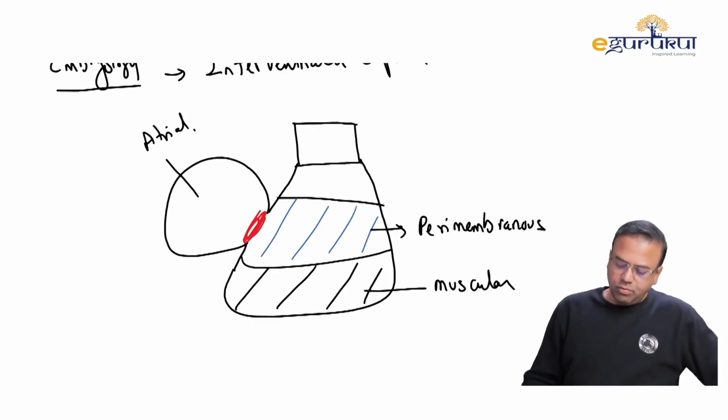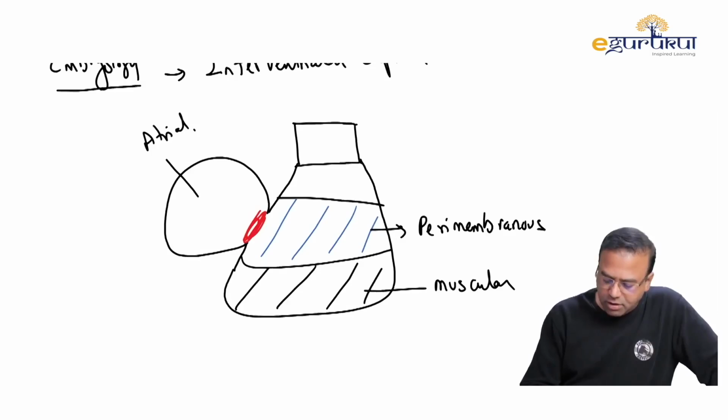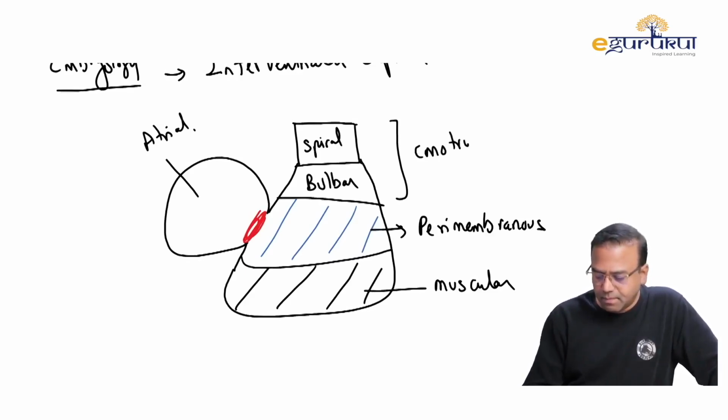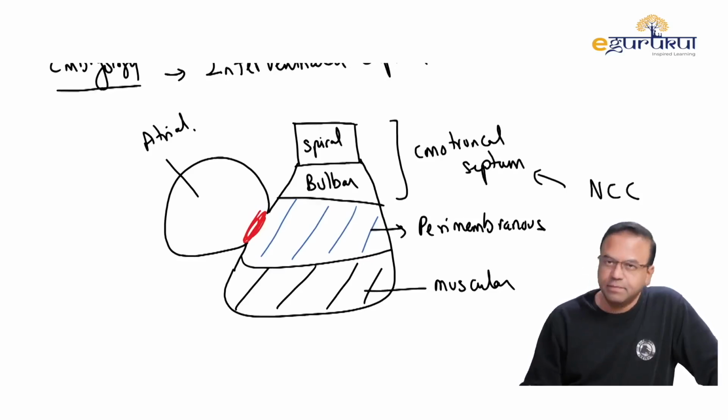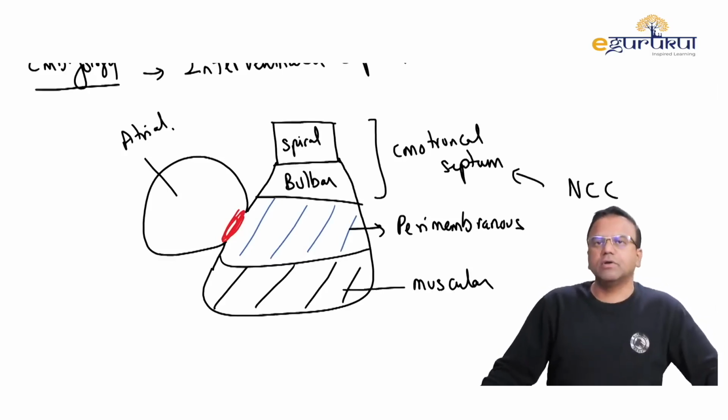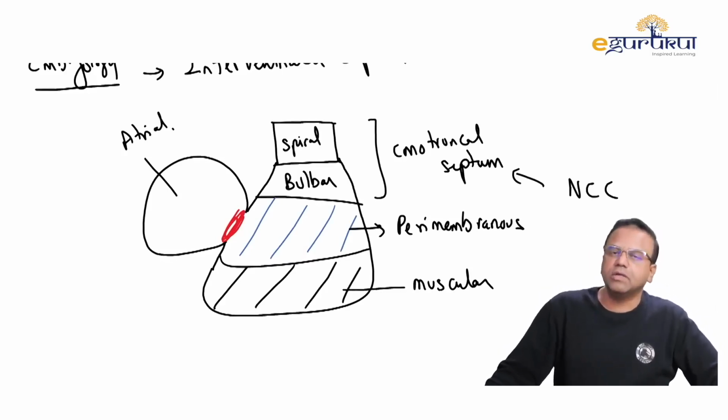But what I want you to focus on mainly is the conotruncal septum. The conotruncal septum is basically comprised of two things. One is the septum spiral and the other is the bulbar septum. This together is called the conotruncal septum. And the important aspect to remember here is that this septum comes from neural crest cells. So it's a neural crest cell derivative. Among the neural crest cell migration disorders, there's another important problem to understand, that the conotruncal septum may not form.